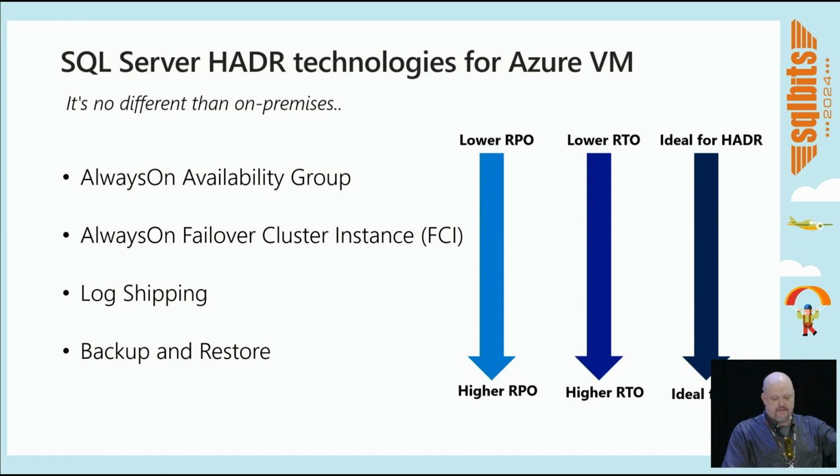Again, things at the top of this, always on availability groups, lower RPO, lower RTO, ideal for high availability and disaster recovery. We tend to layer these options. Just be aware of the scale here. So basically just a general overview, top to bottom, really. Bottom of the list are going to be more for DR solutions. Top of the list is good for both, but you have some flexibility.